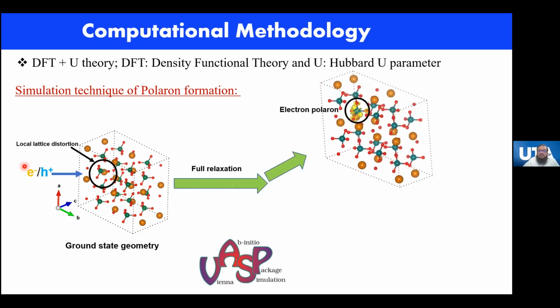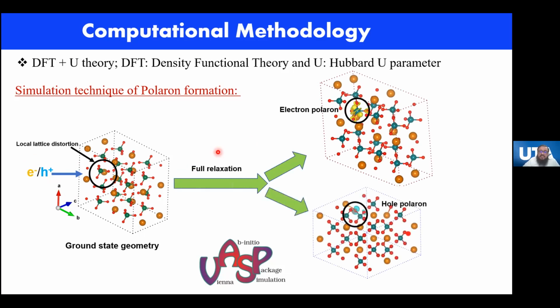If we add an electron, we get an electron polaron. The localized wave function can be seen here. Or if we add a hole by taking out an electron, basically, then that creates a hole polaron, and that can be localized, in a metal oxide, at the oxygen site. All the calculations were done with the VASP code.